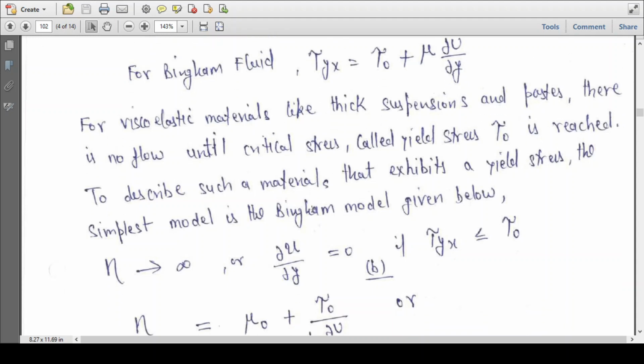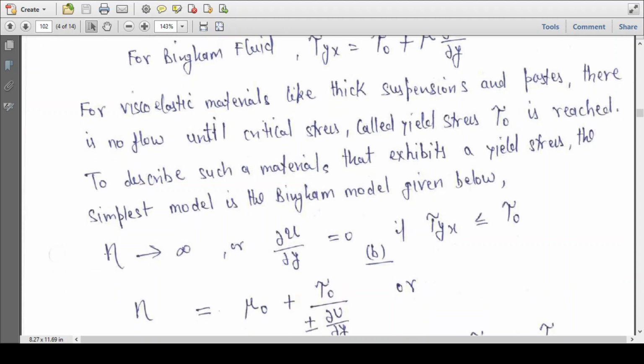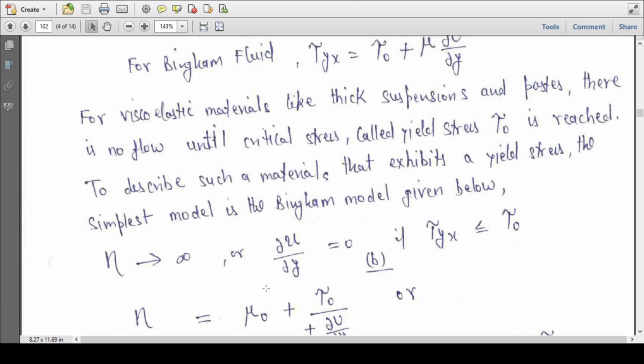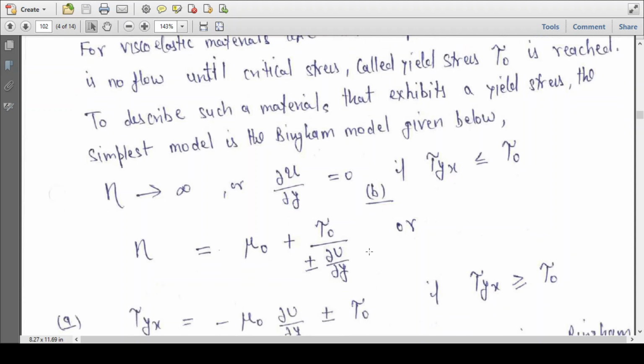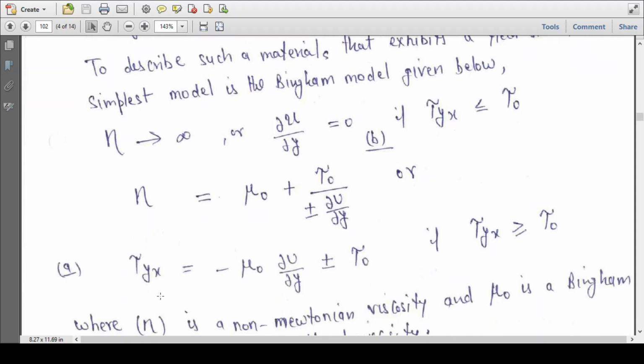So if you put that condition here, eta is the apparent viscosity. At that point del u upon del y equal to 0 if tau yx is less than or equal to tau naught, and for that we say eta equal to mu naught plus tau naught over minus del u upon del y. Here we can write tau yx equal to minus mu naught del u upon del y plus or minus tau naught if tau yx is greater than or equal to tau naught.